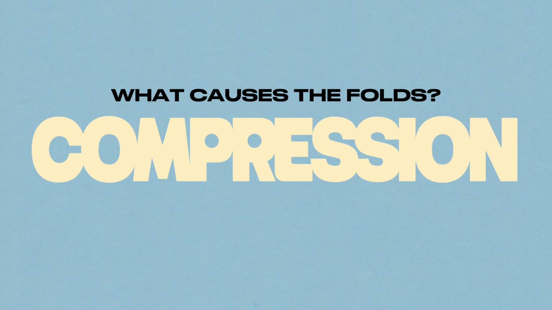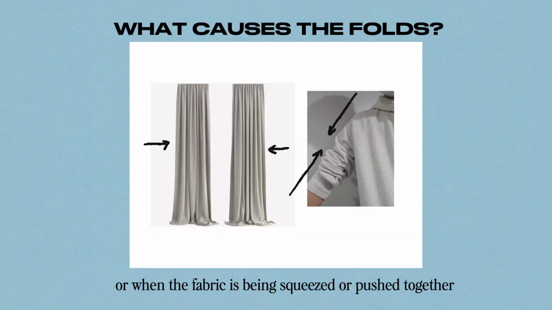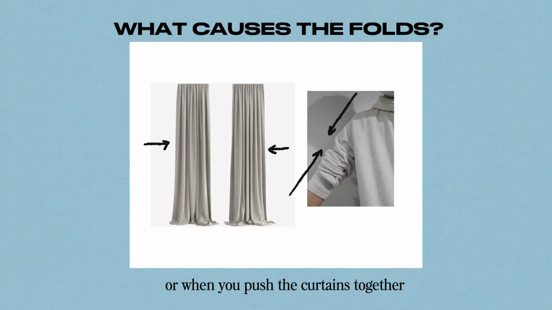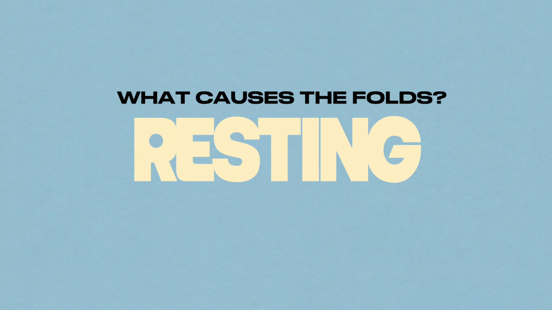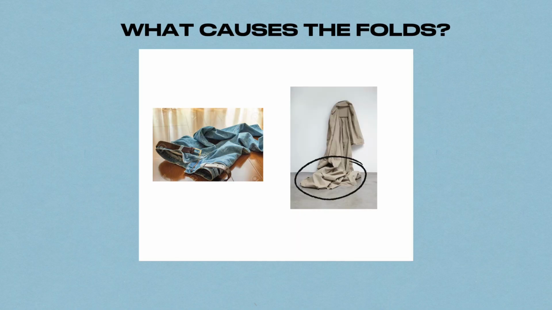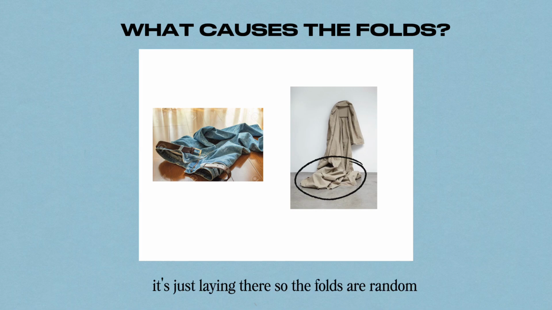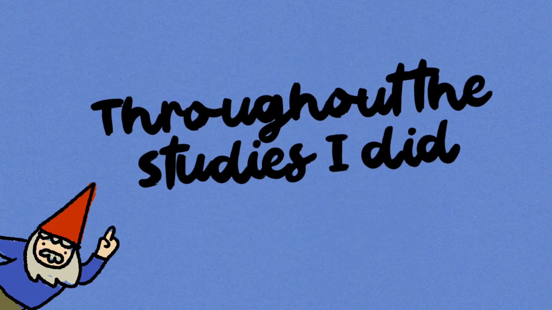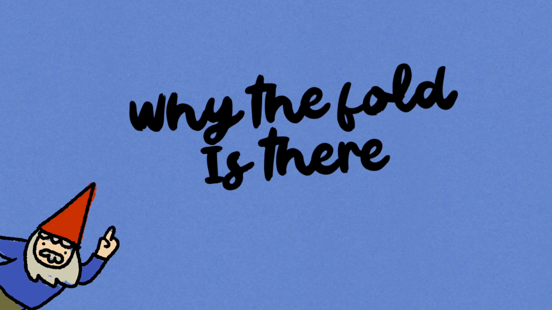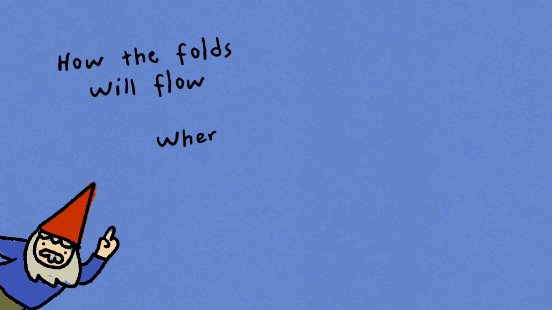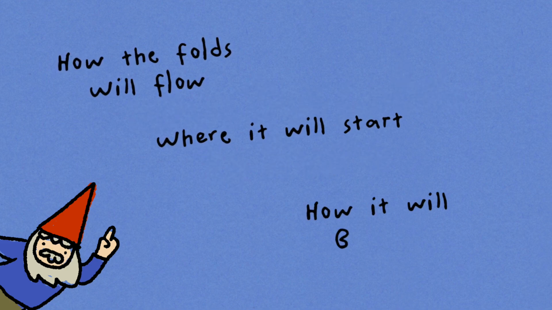And then there's compression, or when the fabric is being squeezed or pushed together, like the shirt folds here or when you push curtains together. Third, folds can show up even when the fabric is just resting on a surface. It's not being pulled or squeezed, it's just laying there, so the folds are random. Throughout the studies I did, I learned that it's important to understand why the fold is there so that we know how the folds will flow, where they will start, and how they will behave.